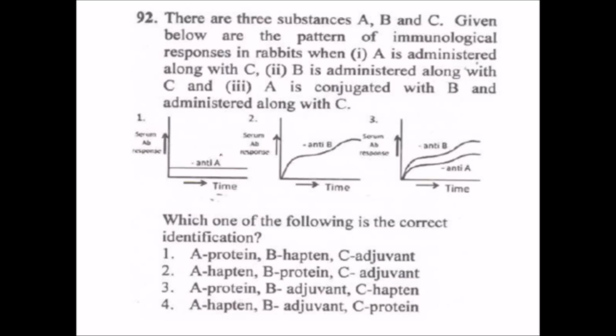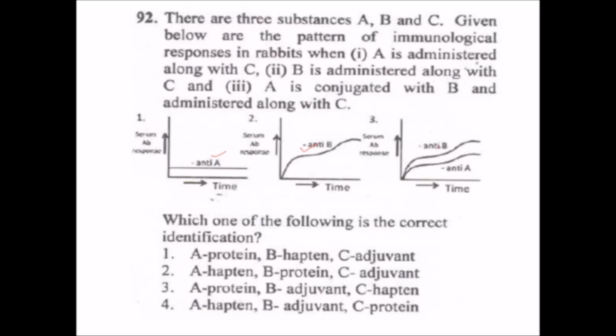parallel to that of the time. So it means it doesn't induce antibody against itself when it is administered along with the C. So it can be a protein or a large-size protein which hasn't undergone processing so that it can activate antibody against itself. Graph number 2 has the anti-B activity. So B may be a hapten which has the ability to induce the activity of antibody against itself.